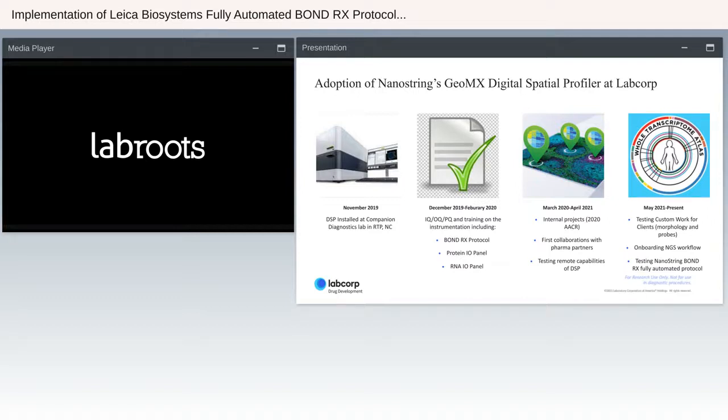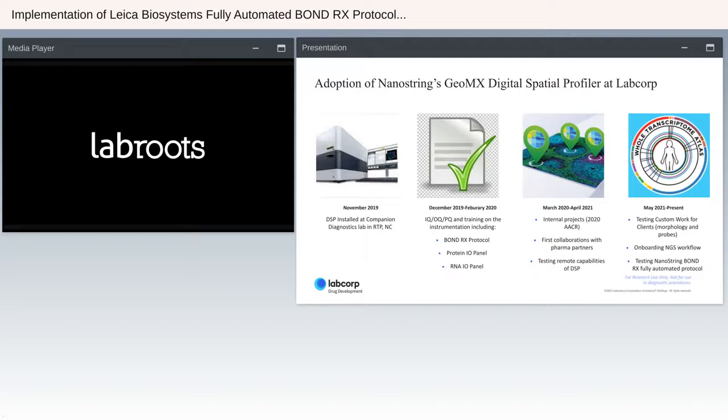In addition, we have onboarded the Illumina NGS workflow. So that has been a huge increase. We can now run the CTA, which is approximately 1,800 genes, or the whole transcriptome WTA, which is 18,000 genes. We have onboarded that here at LabCorp.